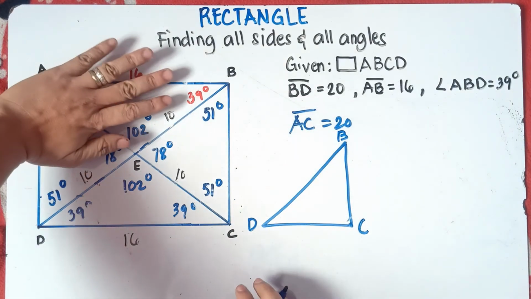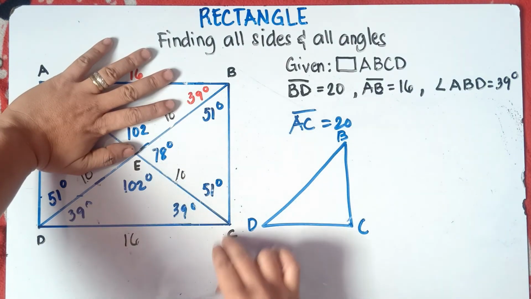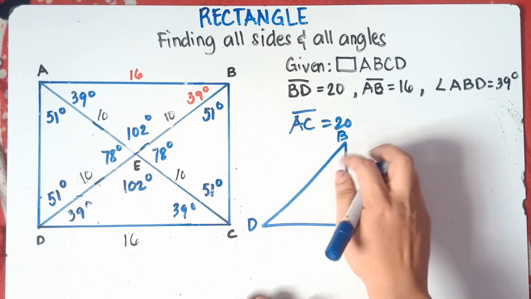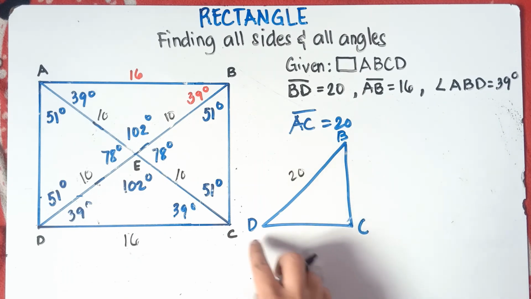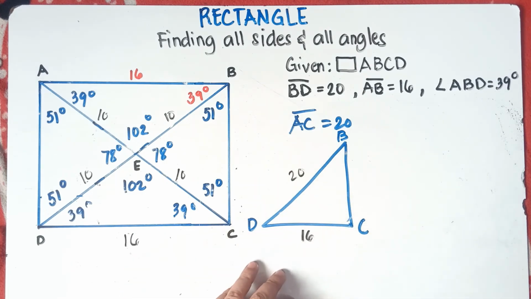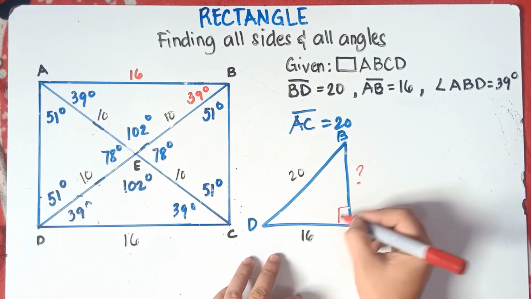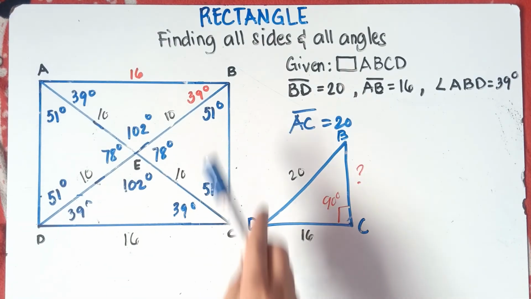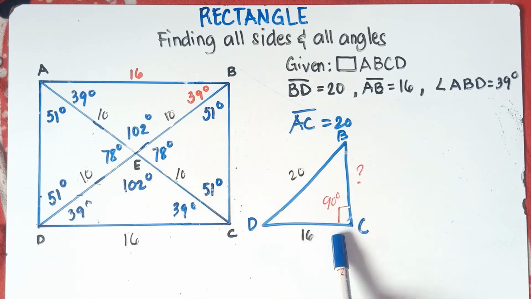So once again, class, I draw this triangle, DBC, for me to find this side. Okay, and the given diagonal, that is 20. So this is 20. And DC is 16. And we're told to find this one. We don't have the side, class. Of course, we have a 90 degrees angle. Once again, class, I draw this one, BDC. This right triangle, this is 90 degrees.